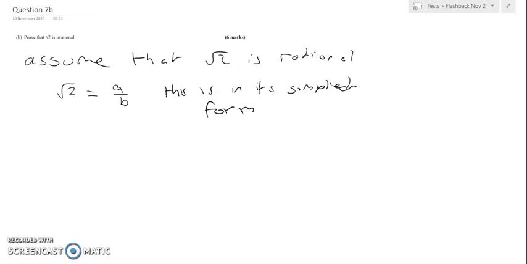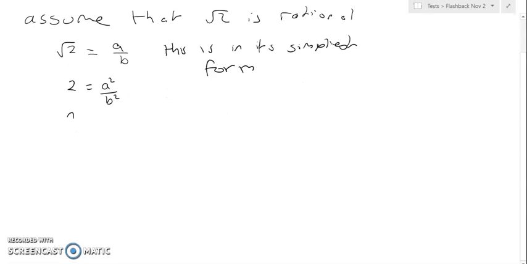Okay. And any fraction can be written in its simplest form, so that's fine. As I said, it's quite a common question, and the proof method is pretty much the same all the time. So we'll square both sides, so we can say that 2 is equal to a squared over b squared. If we rearrange that, we can say that 2b squared is equal to a squared, and this implies, that's the symbol for this implies, that a squared is even, because a squared is 2 times b squared.